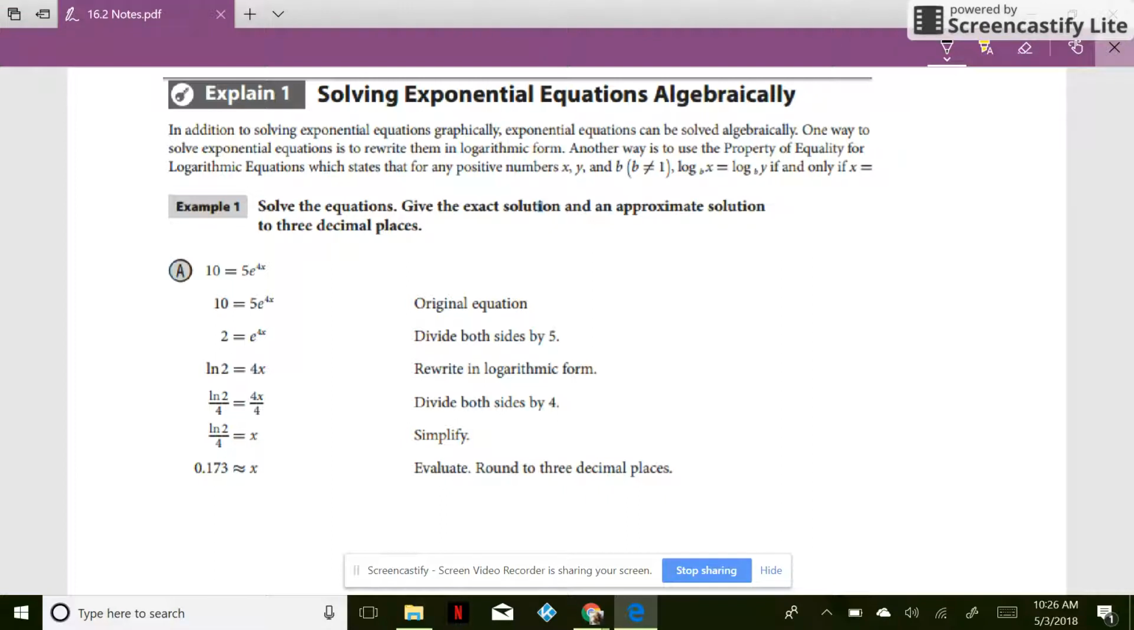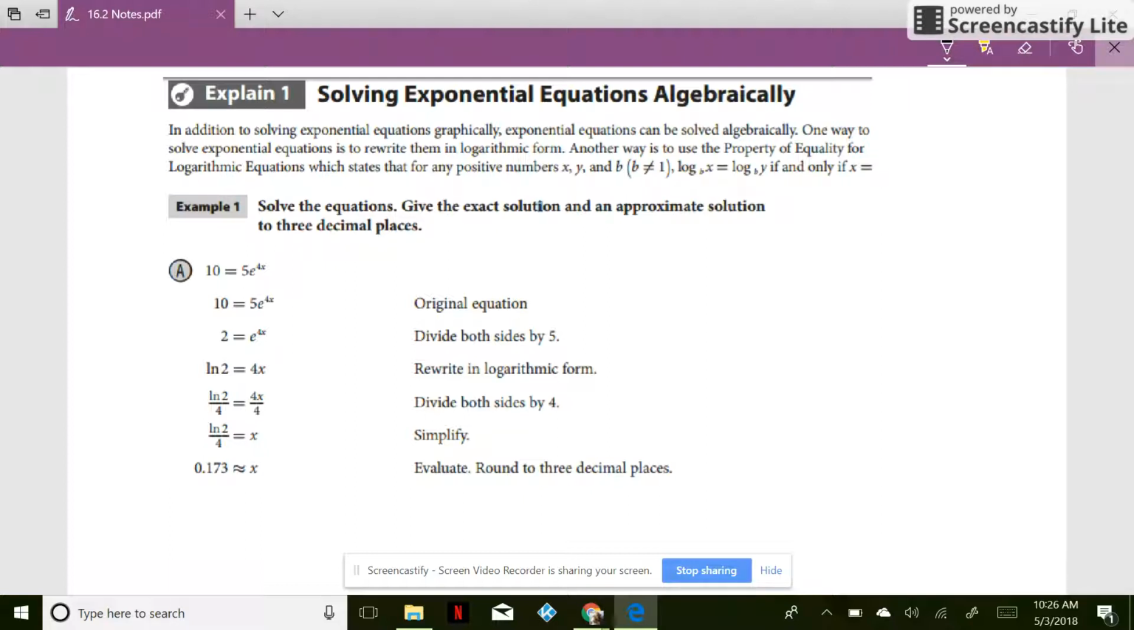So the key thing you want to do here is to isolate your base and the exponent, and then you can take either log or the natural log of both sides depending on what your base is. So here we're trying to get that e to the 4x by itself. So we'll have to divide by 5. And then since it is an e, we want to take the natural log of both sides.